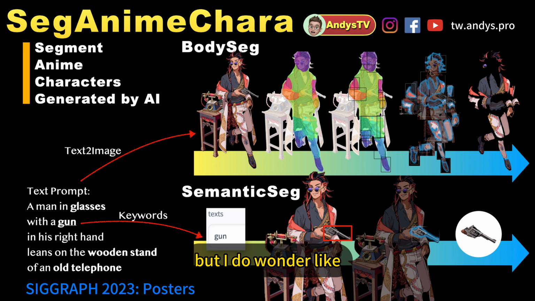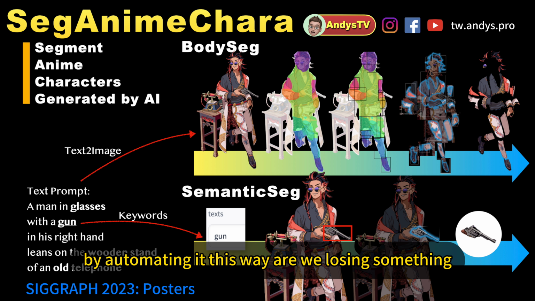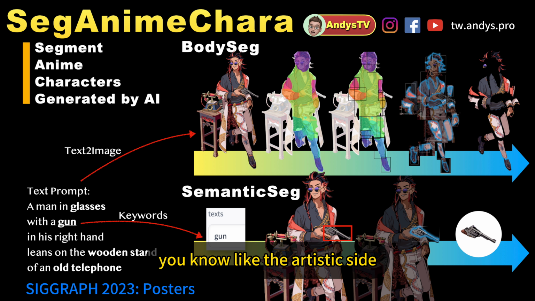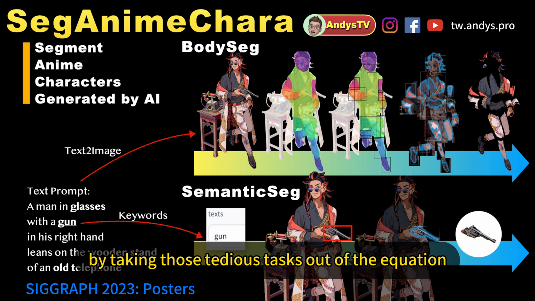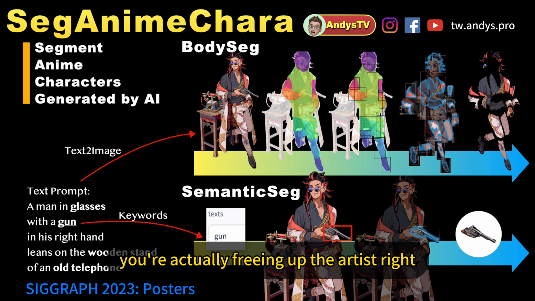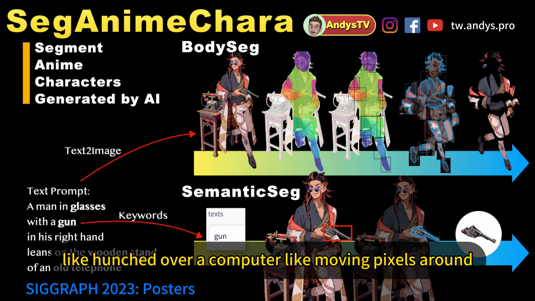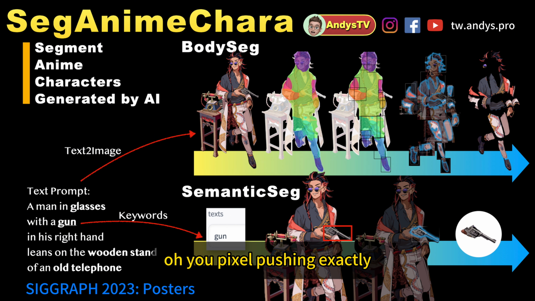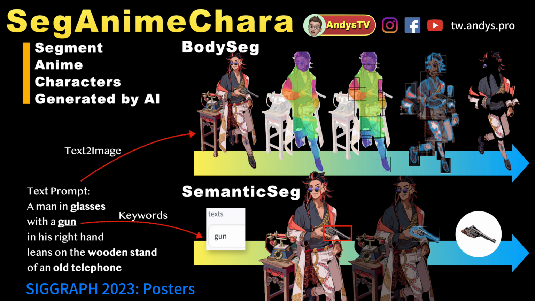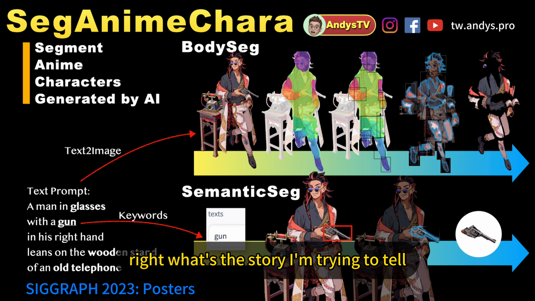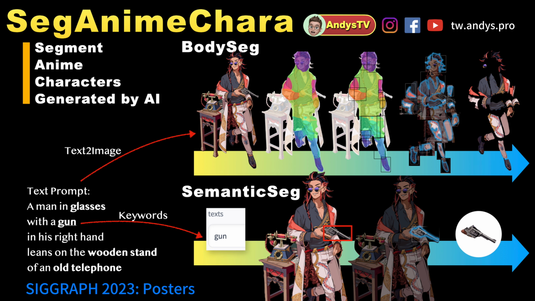Of course. But I do wonder, by automating it this way, are we losing something, like the artistic side? Does that make the characters less unique, do you think? Well, I think what's so interesting is that by taking those tedious tasks out of the equation, you're actually freeing up the artist to be more creative. So it's less time hunched over a computer moving pixels around. Right, pixel pushing. Exactly. Instead of fleshing out their backstory. And you can spend more time thinking about what the actual gameplay is, what story I'm trying to tell, and how I can make this character really come to life.